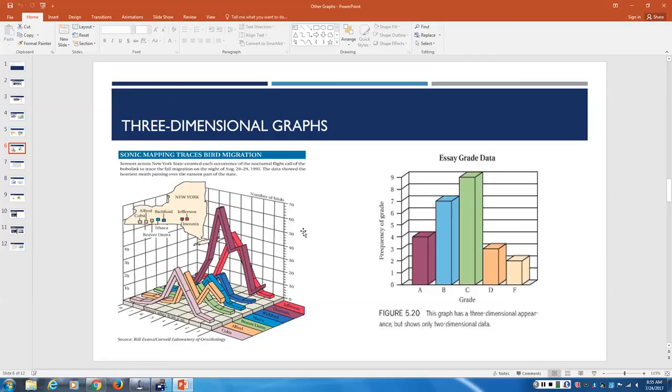We also have something called three-dimensional graphs, and I want to caution you about making comparisons with three-dimensional graphs because they can be very, very deceptive. Three-dimensional graphs, this one is talking about sonic mapping that traces bird migration.